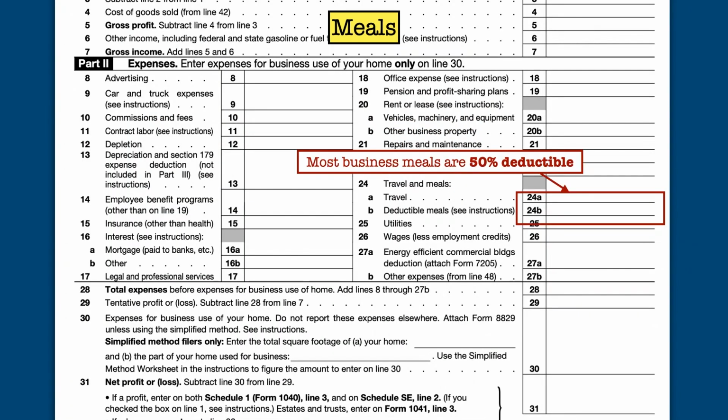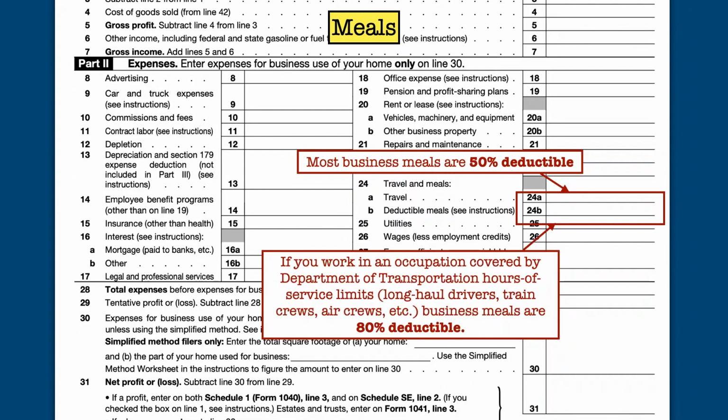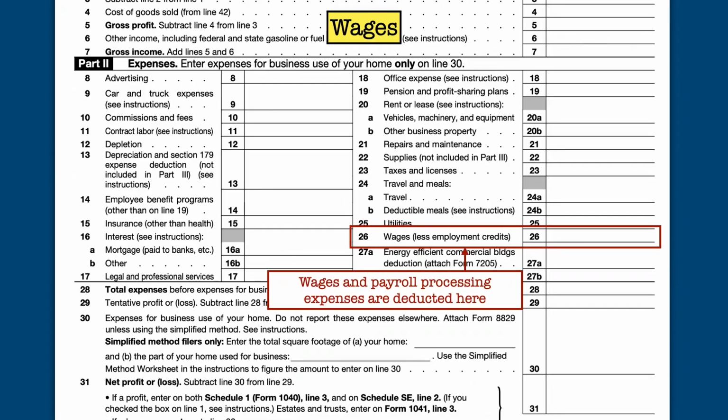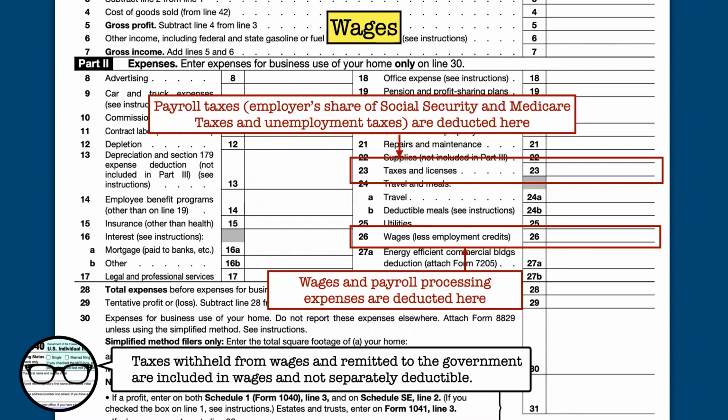Only 50% of most expenses for business-related meals is deductible. However, if your occupation is covered under the Department of Transportation Hours of Service limits, you may deduct 80% of your expenses. If you pay wages, those wages plus any associated payroll processing costs are deducted on line 26. Associated taxes, such as the employer portion of Social Security and Medicare taxes, are deducted on line 23.